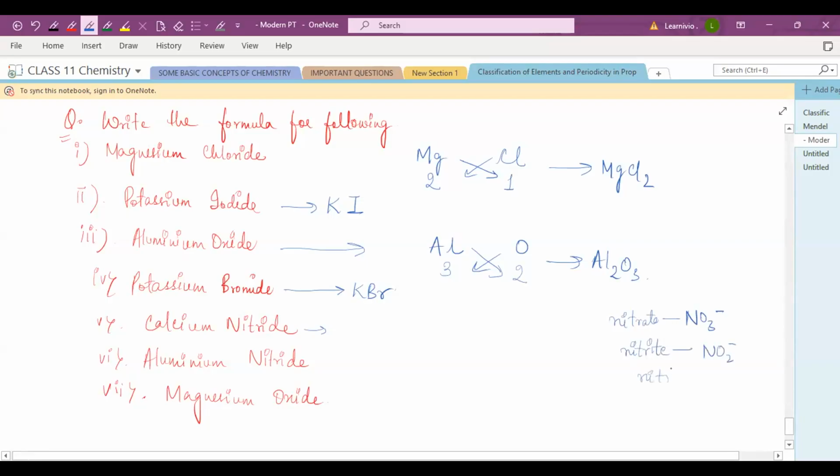And if it is nitride, it only means N3 minus, right? Means the valence is 3 and it is denoted by only N. So the symbol will be N, not NO2 or NO3. For calcium nitride, it's calcium and N. Calcium valence is 2, for nitride it's 3. Now just crisscross, you will get Ca3N2.